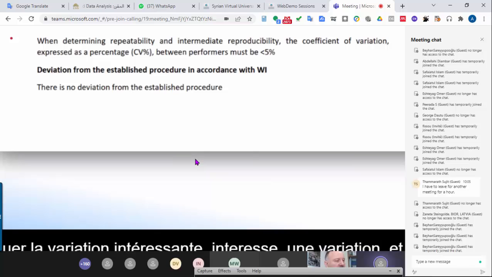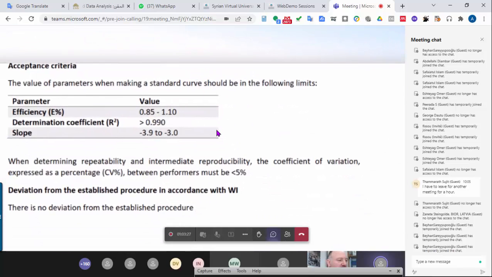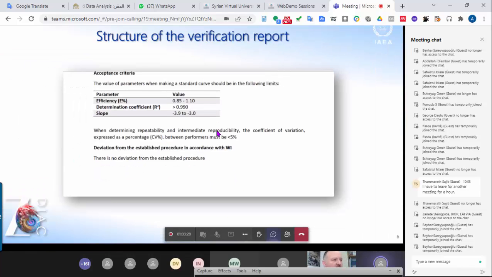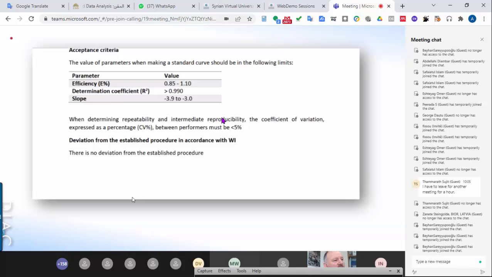Then you state, as we said, you put in the verification report what the acceptance criteria are. So which parameters should the test achieve, what values, for you to be able to say that this test performs as provided by the original developer. We all spoke about this during the previous presentation.